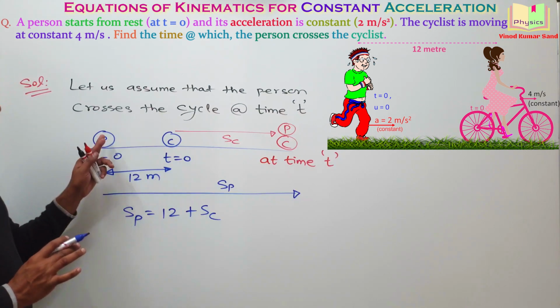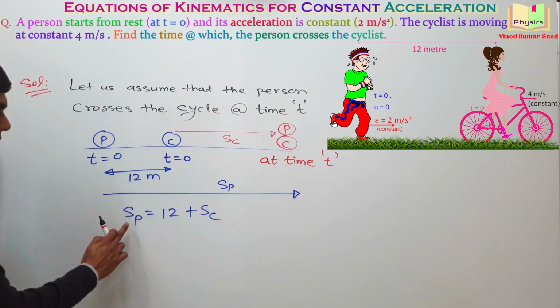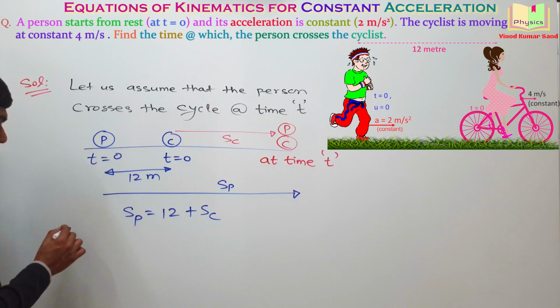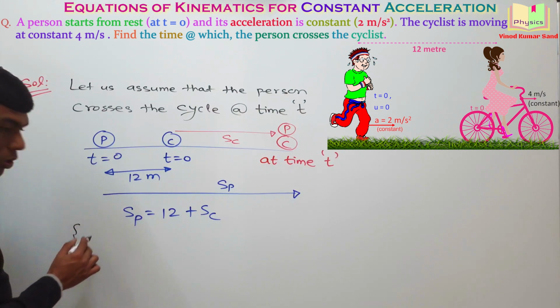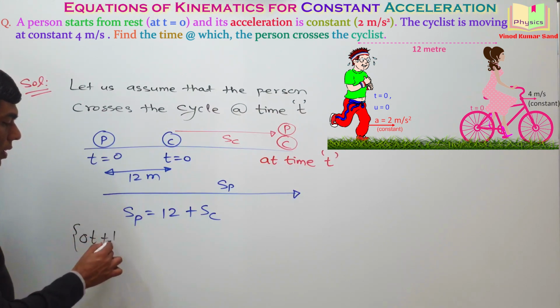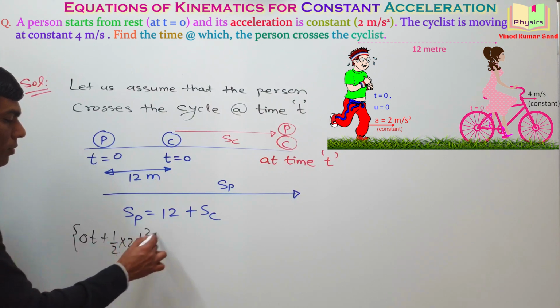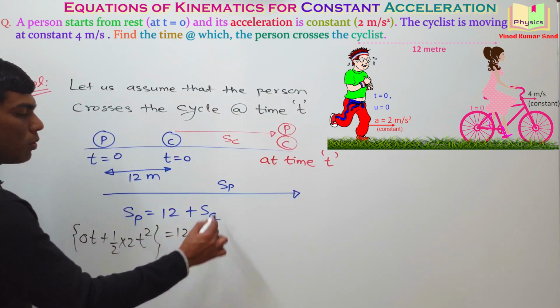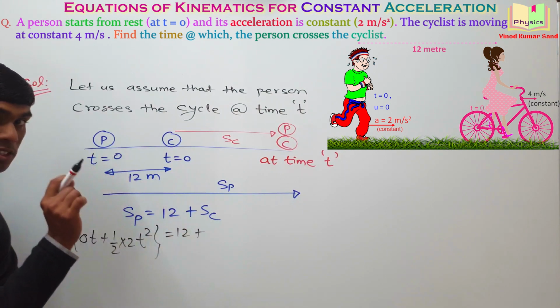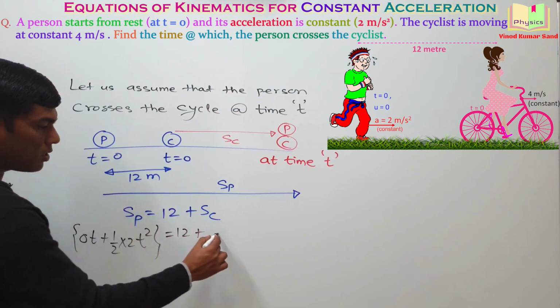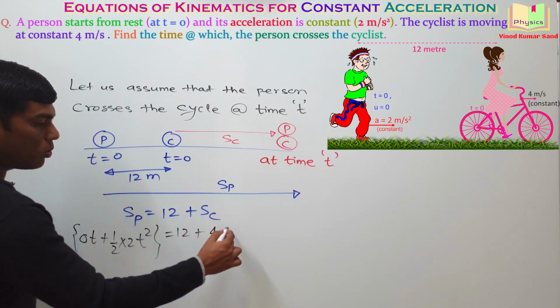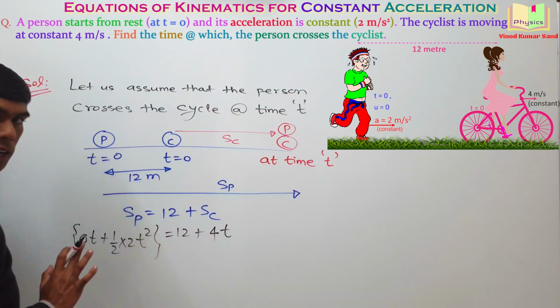Okay, this person has constant acceleration and is starting from rest. So SP will be written using the second equation of motion: ut plus half at square is equal to 12 plus SC. The cyclist is always moving at a constant rate of 4 meter per second, so SC will be speed into time.